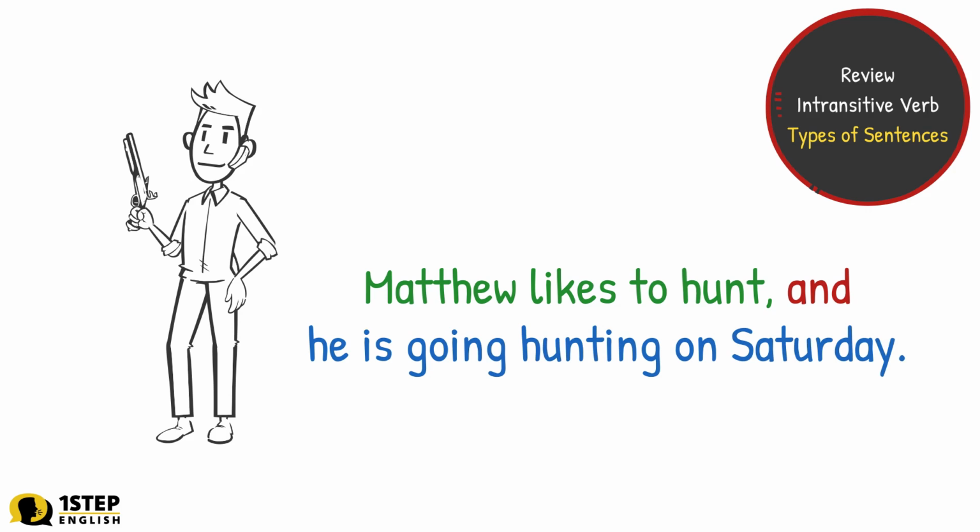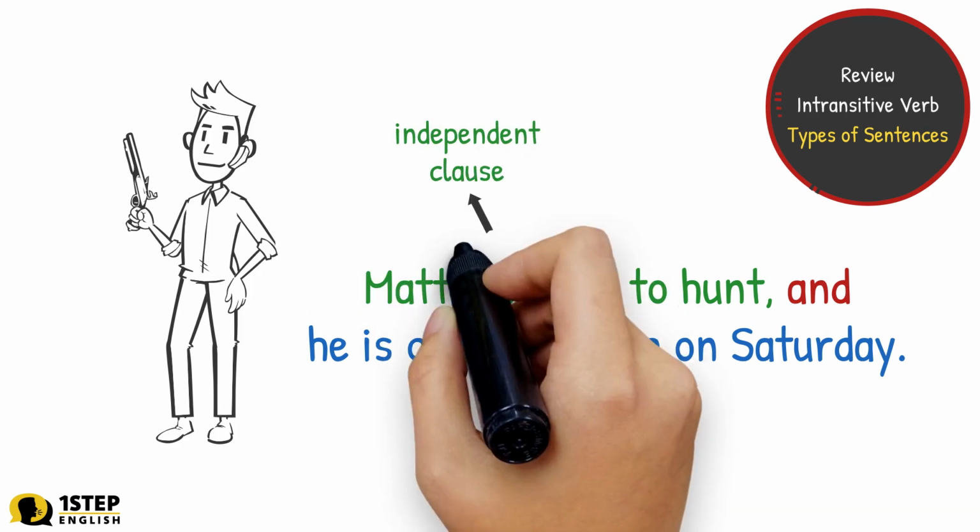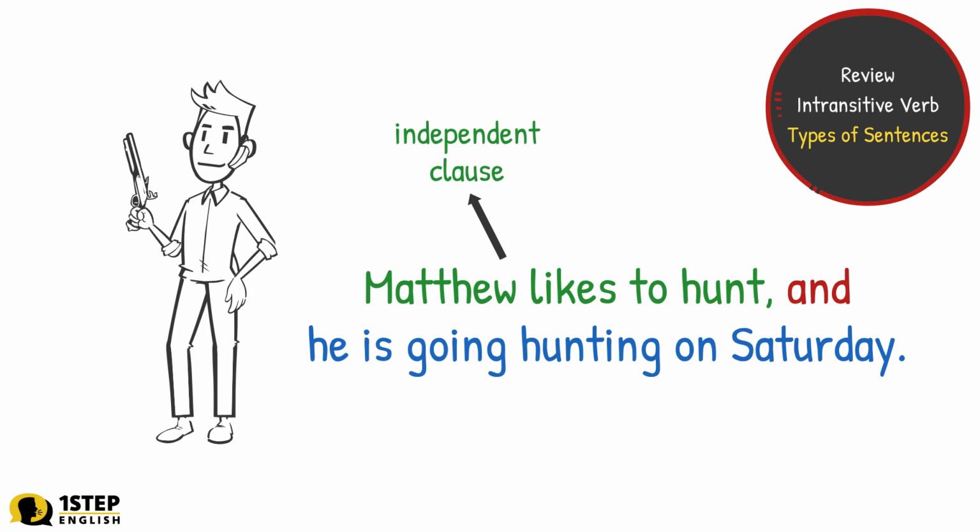The clause, Matthew likes to hunt, is an independent clause, where Matthew is the subject, likes is the action, and a complete thought is expressed. The clause, he is going hunting on Saturday, is an independent clause where he is the subject, is going is the action, and a complete thought is expressed. The coordinator, and, is used, and a comma is correctly placed before and.